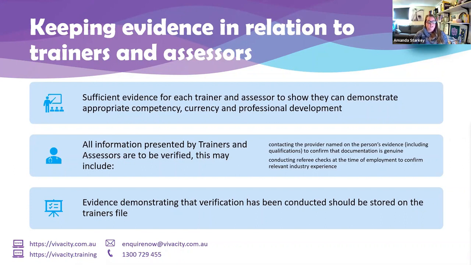Conducting referee checks at the time of employment to confirm relevant industry experience. Evidence demonstrating that verification has been conducted should be stored on the trainer's file. And you should also do this on an ongoing basis, not just once, not just when you're employing the trainer, but at least every 12 months. Have a system in place for going back and confirming that you have current information about your trainer assessor, so that if they need an updated reference letter, you ask your trainer assessor to collect that.